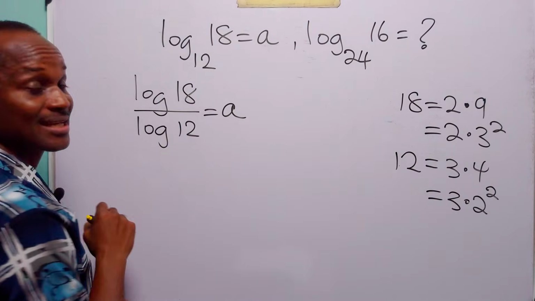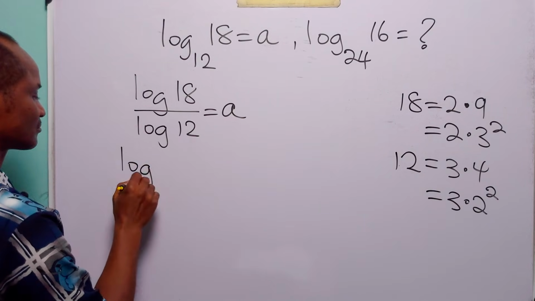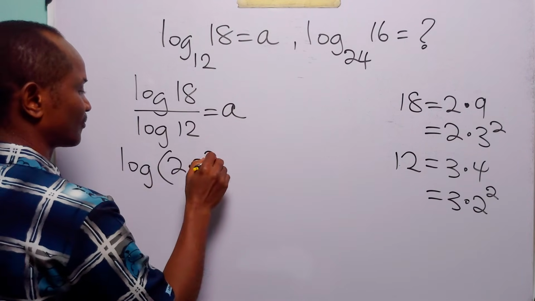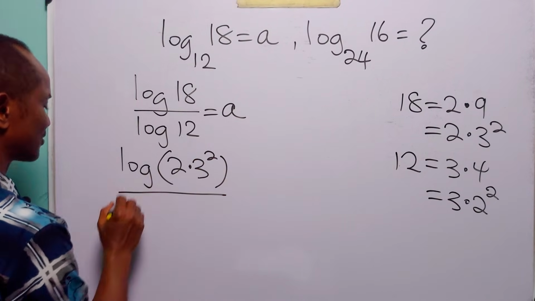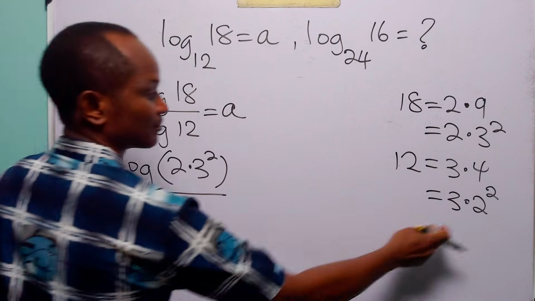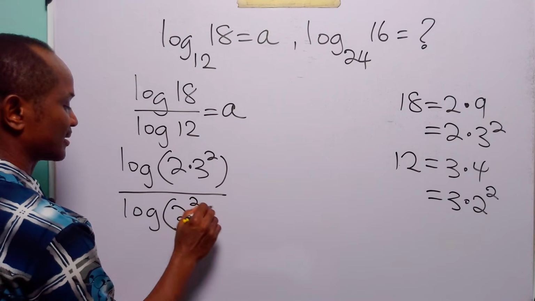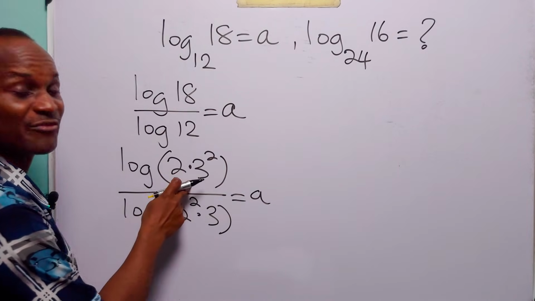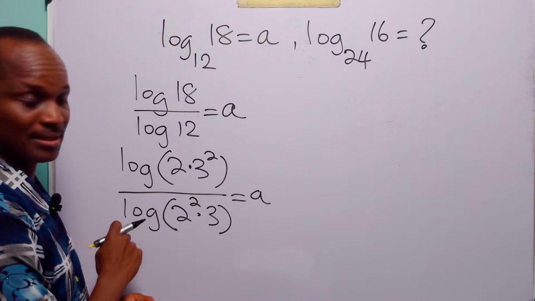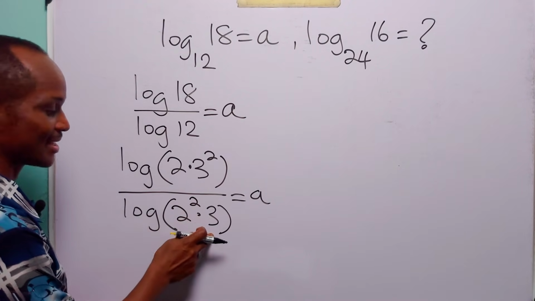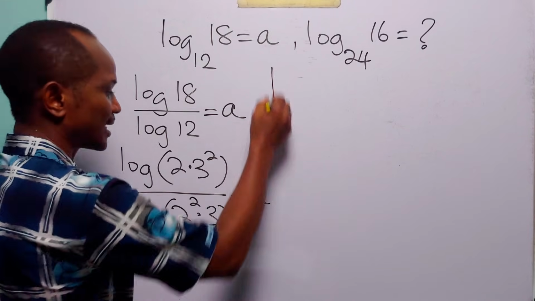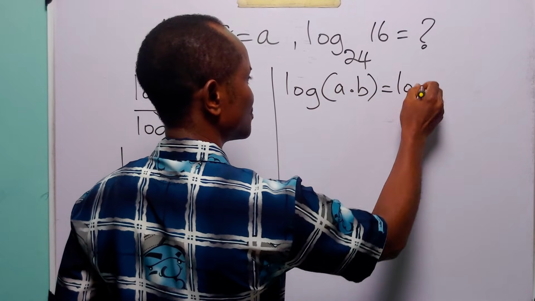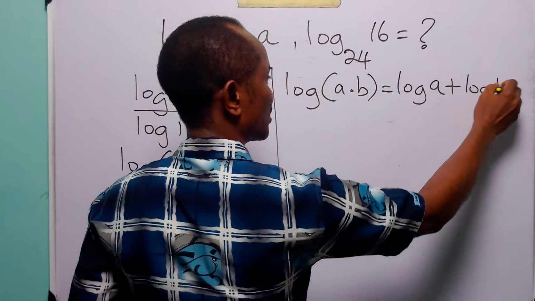That means we can write the numerator as log of 2 times 3 squared, and we can write the denominator as log of 2 squared times 3, and of course this is equal to A. Now notice that here we have a product, 2 times 3 squared, and here we also have a product, 2 squared times 3, and recall that log of A times B is equal to log A plus log B.